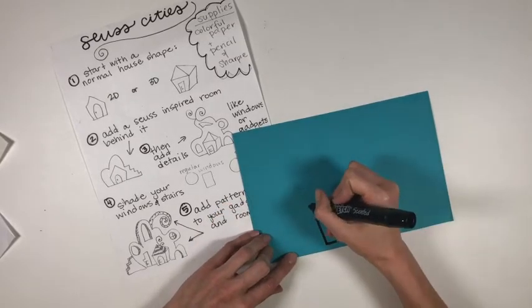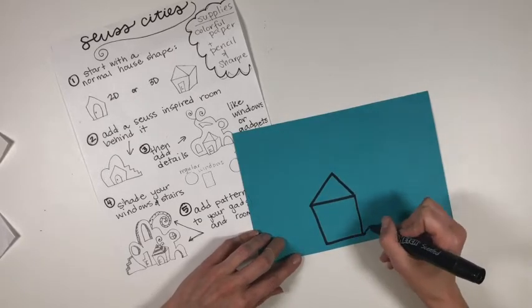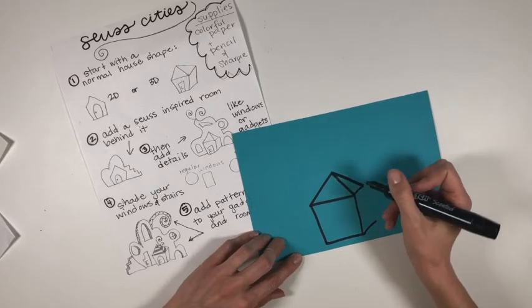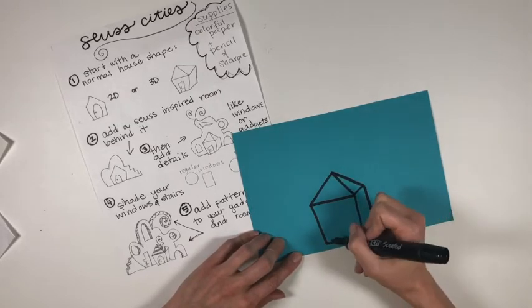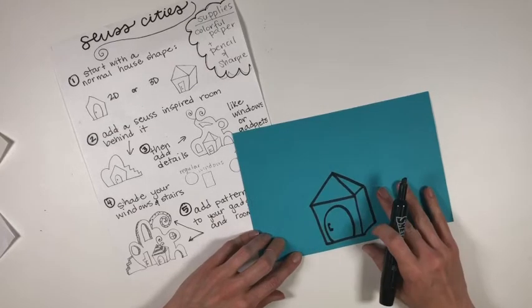So if you want to draw a 2D house, you're going to draw just a square with a triangle. And to make it three-dimensional, add diagonal lines and then connect the point and the side. And then you can give your Seuss house any kind of door that you like.